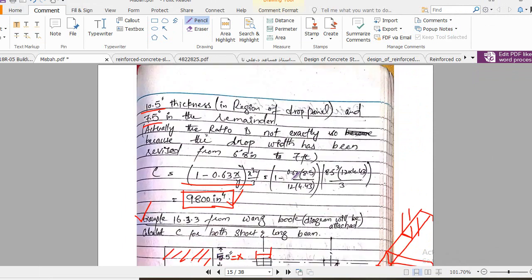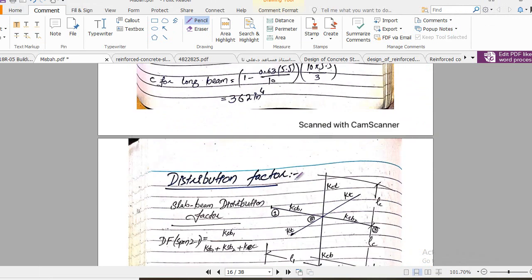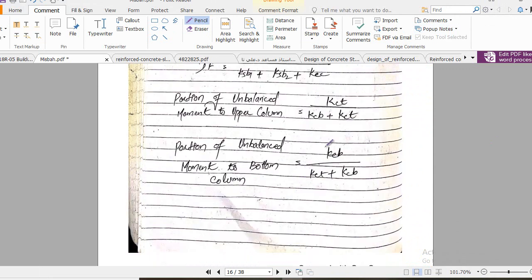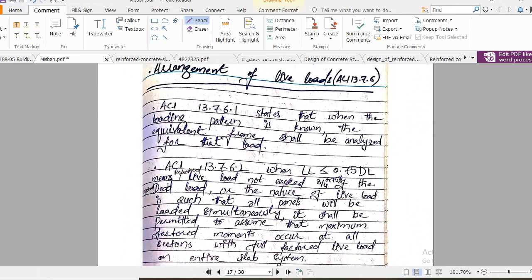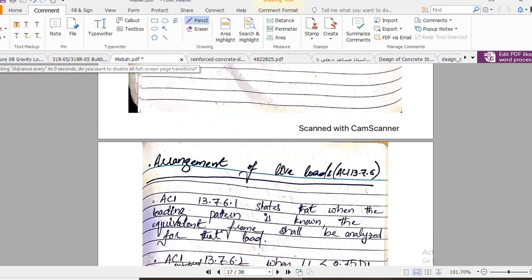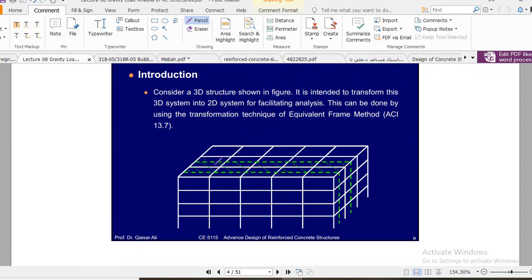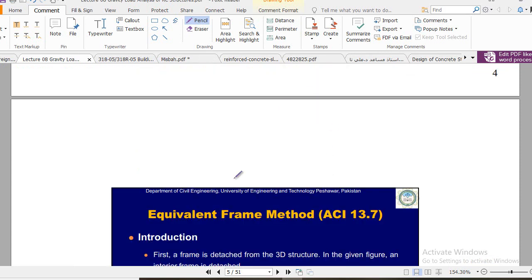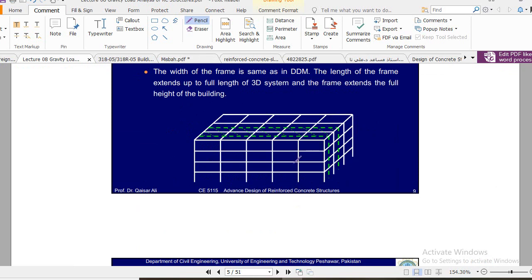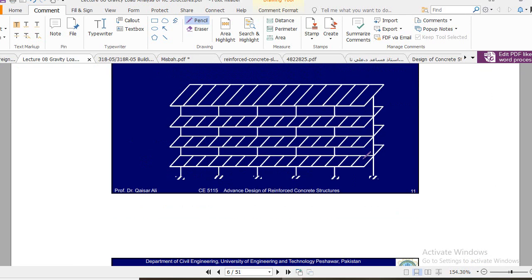In the next lecture, inshallah, we will cover the distribution factor and then we will reach our method. Clear? Now let me show you the basic concepts, which are explained here. The same thing: a 3D frame system, we have to extract a 2D frame system from a 3D frame system. Here you see the slabs, and those slabs will be converted into a 2D frame.